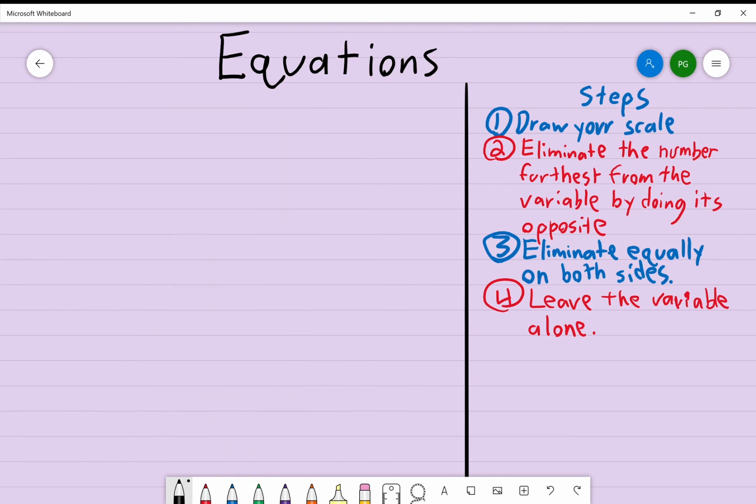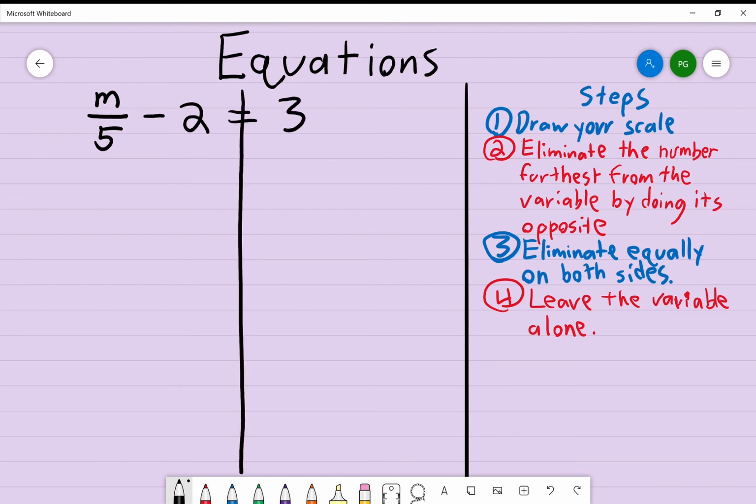So for this one, I'm going to give you m divided by 5 minus 2 equals 3. First step, draw the equal sign, the balance around the equal sign. Second step, let's identify that my variable is m, and ask yourself which number is further away from m, the 2 or the 5? Well, it's the 2.